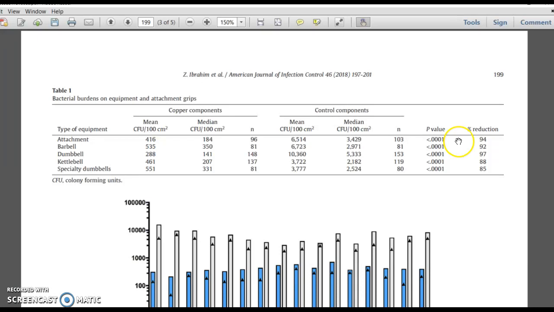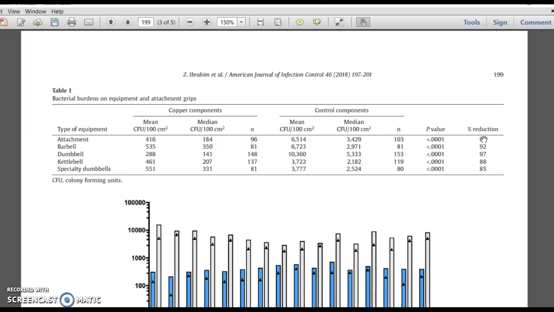And then I keep looking at my table. Again, I want you to ignore the p-value and the n for now. We'll talk about that next week. But it also tells me the percent reduction, meaning that going from 6,514 to 416 meant that there was a 94% reduction in the number of bacteria. So again, I look at my figure, I look at my table, I decide what I think it's telling me. It's telling me that the copper equipment has lower bacteria, and now I'm ready to get back in reading.